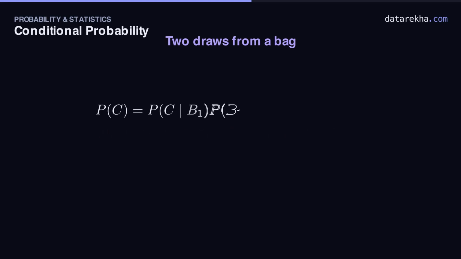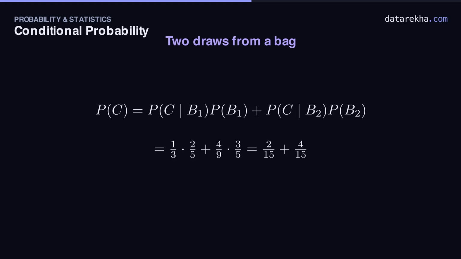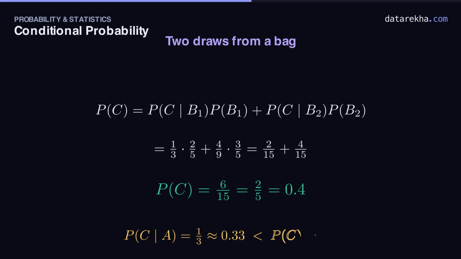Now we weight each case by how likely it is and add: the chance of first red times red given red, plus the chance of first blue times red given blue. Substitute the numbers. 1/3 times 2/5 is 2/15. 4/9 times 3/5 is 12/45, which is 4/15. Add them: 6/15, which is 2/5. So the plain probability the second ball is red is 2/5.